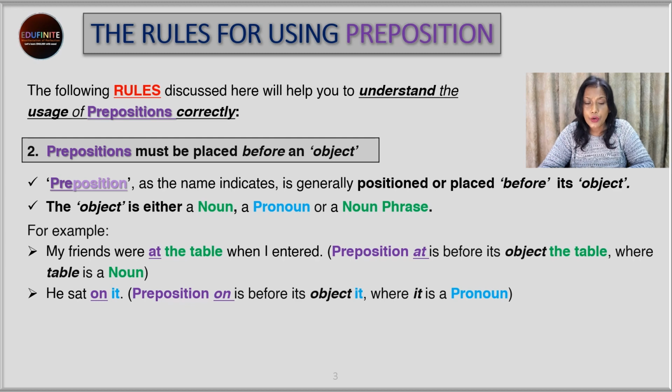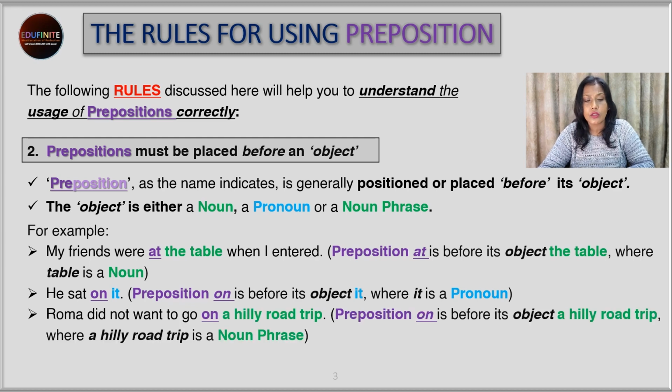Next, Roma did not want to go on a hilly road trip. So again, on, after on we have what? On is placed before the object, a hilly road trip, and a hilly road trip is a noun phrase. So again, on is a preposition.